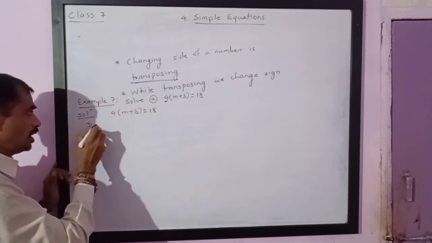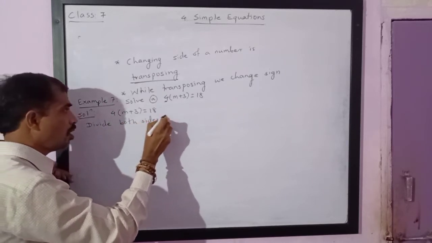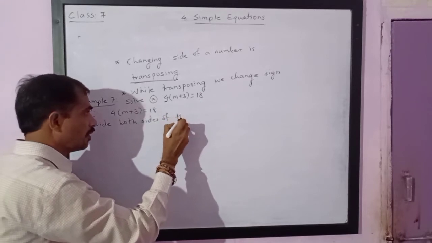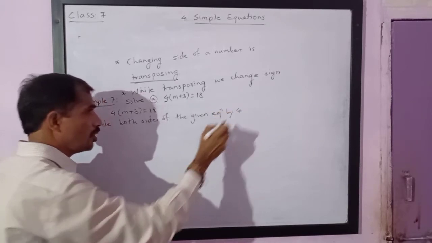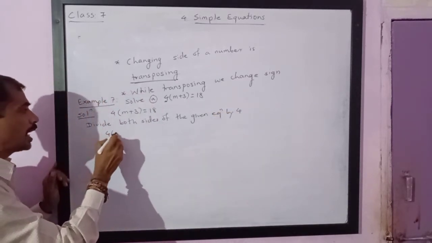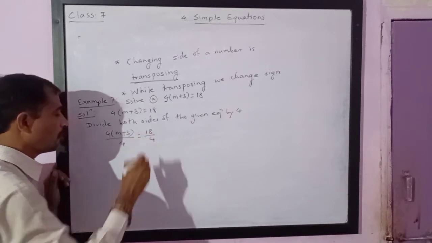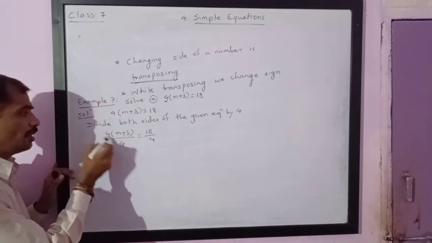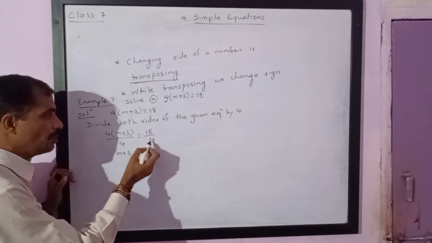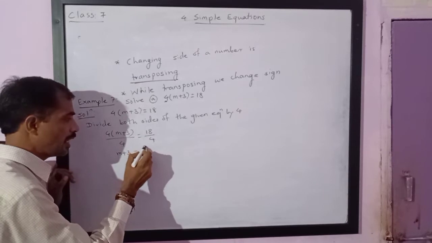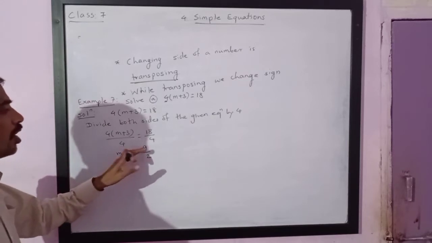First we have to do division. Divide both sides of the given equation by 4. So we will get 4 in bracket m plus 3 upon 4 is equal to 18 upon 4. So this 4 is reducible by 4. You will get m plus 3 to the left hand side, and this side is reducible by 2. If you reduce it, you will get 2 nines are 18 and 2 twos are 4. We have got 9 upon 2.